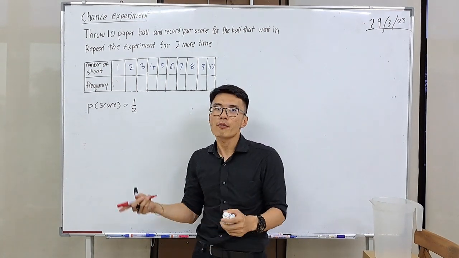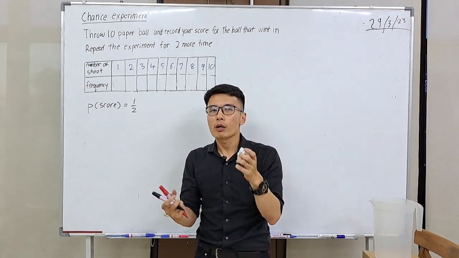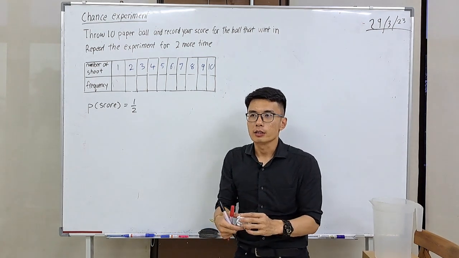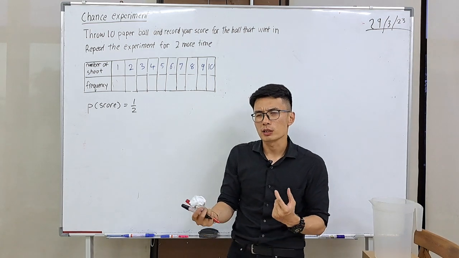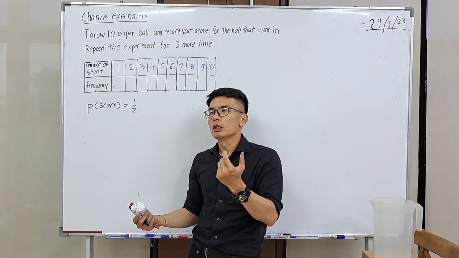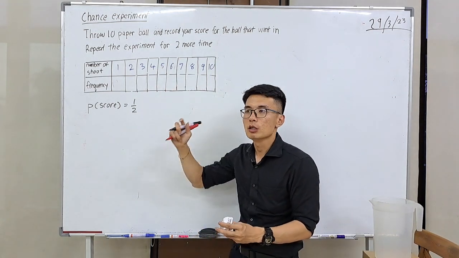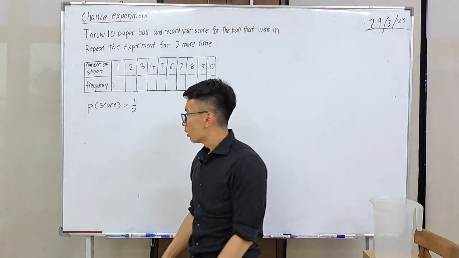But is that true for everyone? Because everyone have different ability, different techniques, okay, different skills, and some of them might be a better shooter, right? So in case they should have a higher percentage of scoring, okay? So this is where this experiment is here for us to find out, okay?